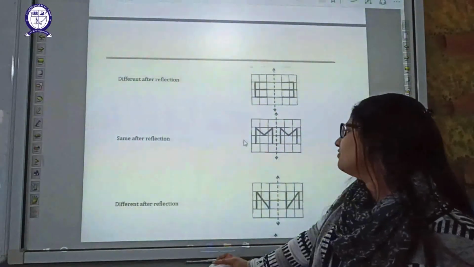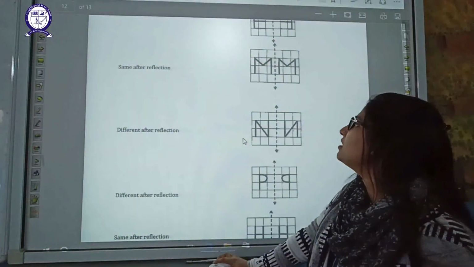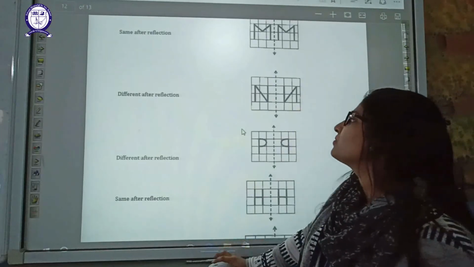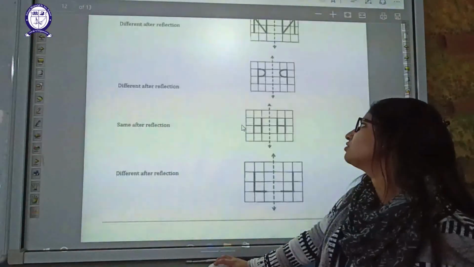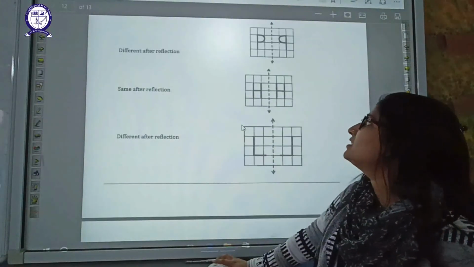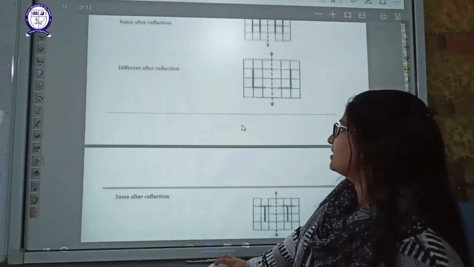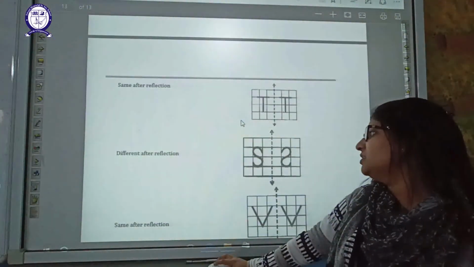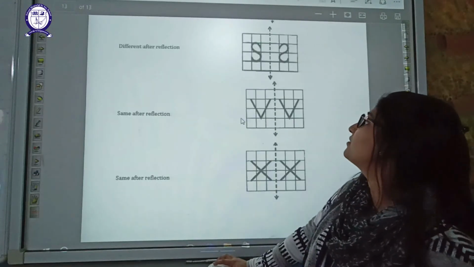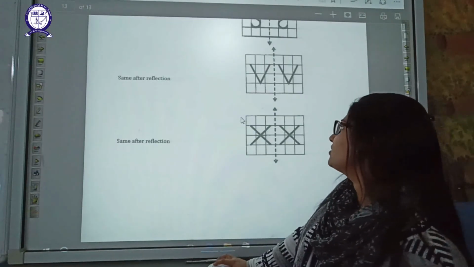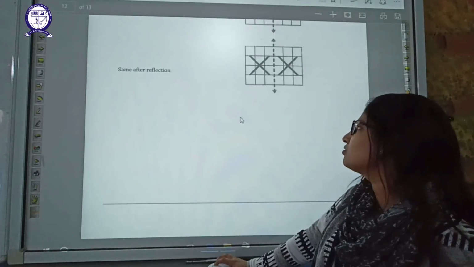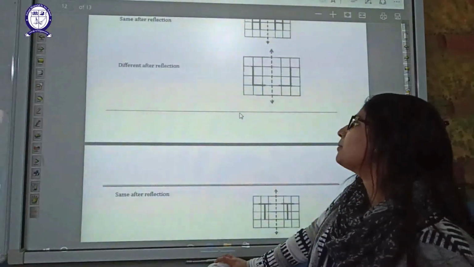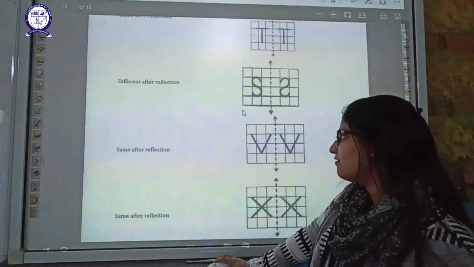Now the letter M. If we change its right and left side, then it will be the same. After the reflection, the letter N will become like this, right? So it will be different in reflection. P also will be different in the reflection. H is the same. As you can see, H will reflect out the same. L will be different after reflection. T will be the same, and S will be different. V is the same after the reflection. X is also the same. So students, you can try this for all the alphabets. Okay, for all the capital alphabets you can check for the reflection.